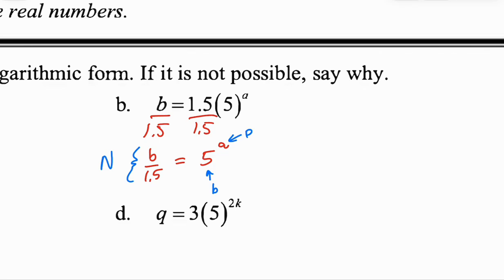Now let's put it in logarithmic notation. I'm going to do it over here on the side. Wherever the base is, the logarithm goes on the other side. So the log base 5 of our number, b over 1.5, is equal to our power a. So you have to know how to go back and forth.